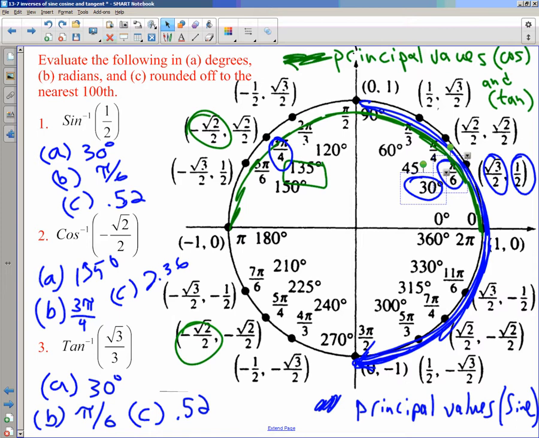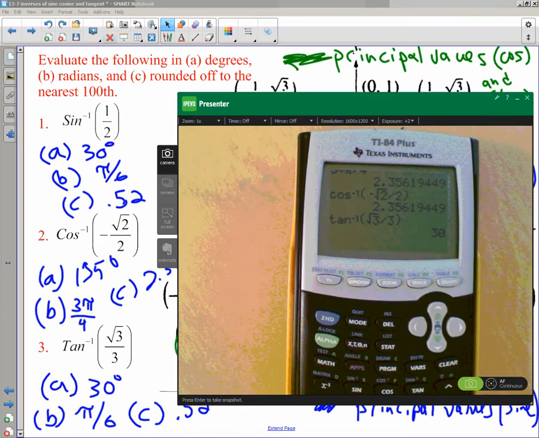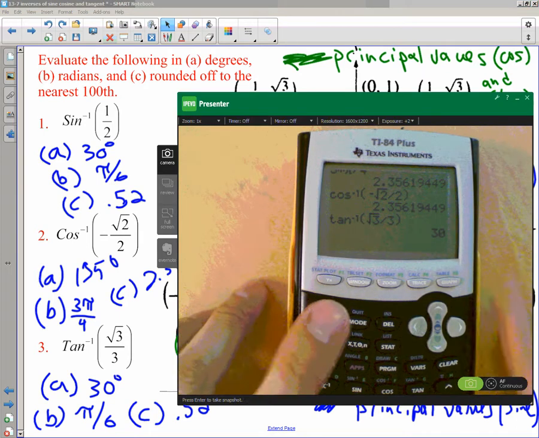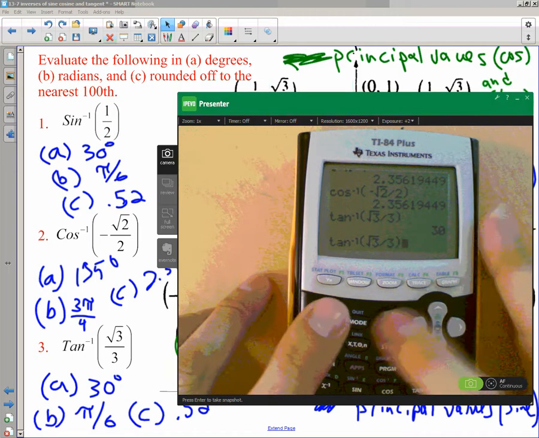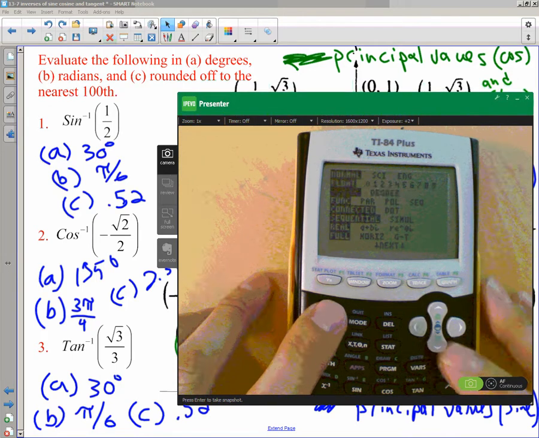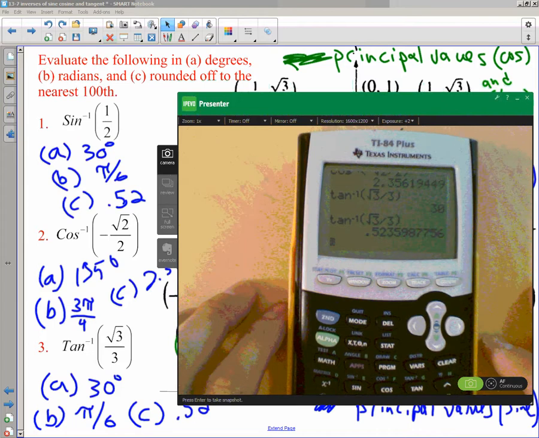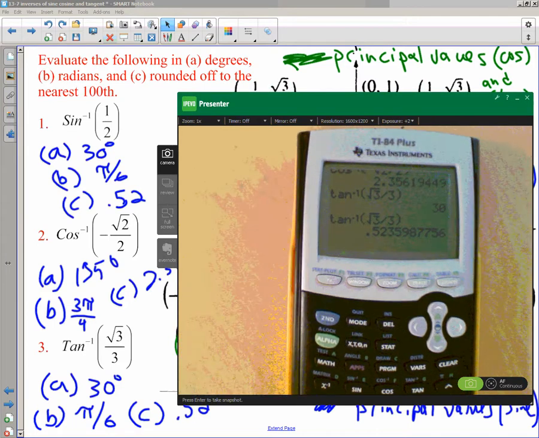Last but not least, make sure we're in radians. That's the 0.52. Alright, so there you go. That's some of the stuff you have to do. It's not so bad as what we did in class.